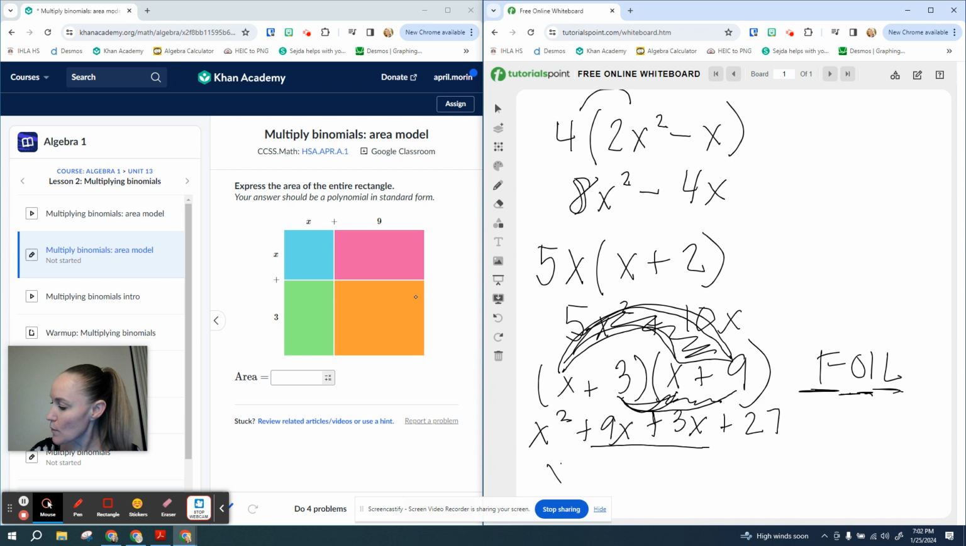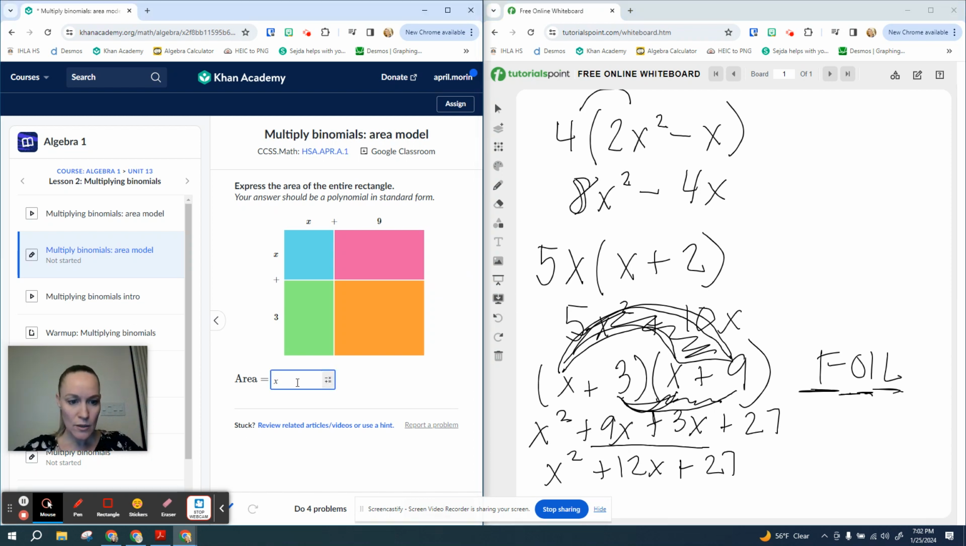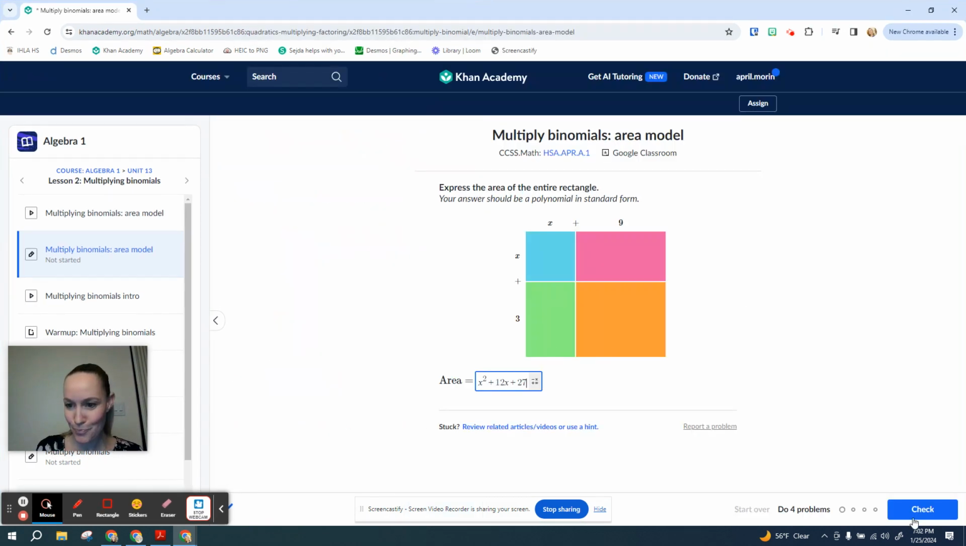So we have x squared. 9x plus 3x is 12x. So plus 12x plus 27. So that's my final answer. Let's go ahead and punch it in. x squared plus 12x plus 27. All right, let's see if we are correct here.